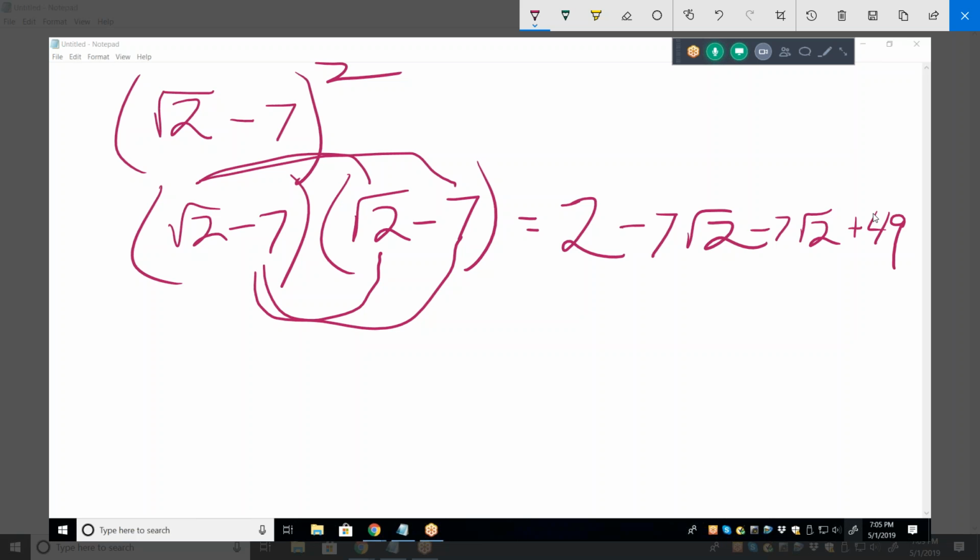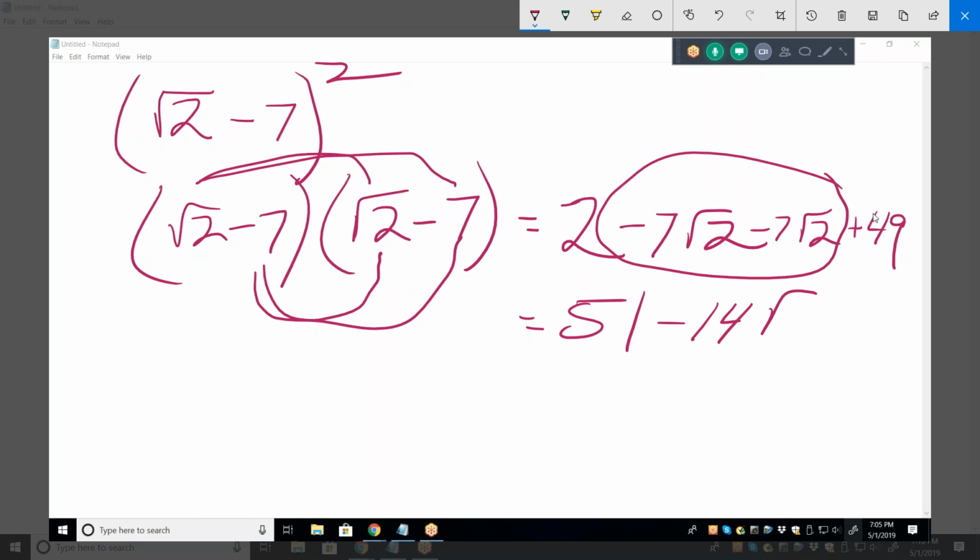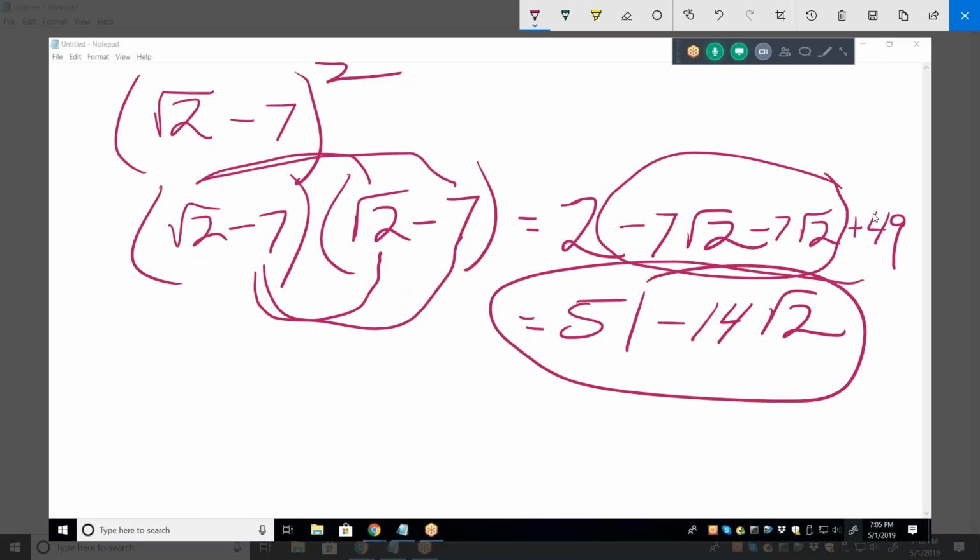Okay. Now simplify. We've got some radicals and we've got some numbers. What do all the numbers total? The numbers, they total 51. And what are all the radicals total? Negative 14 root x. That's it. That's your answer. Okay? Alright. Alright, what else?